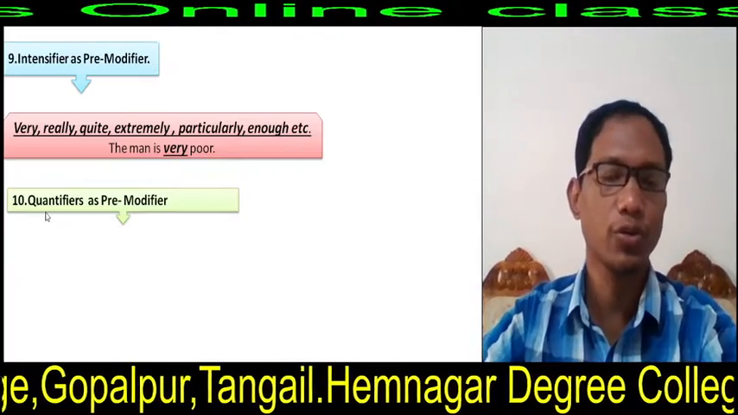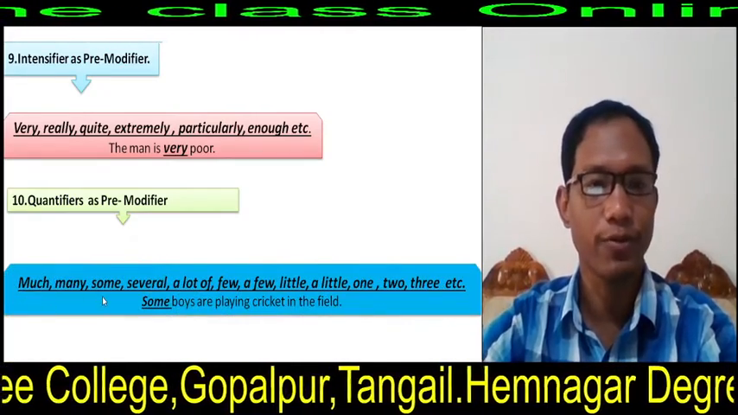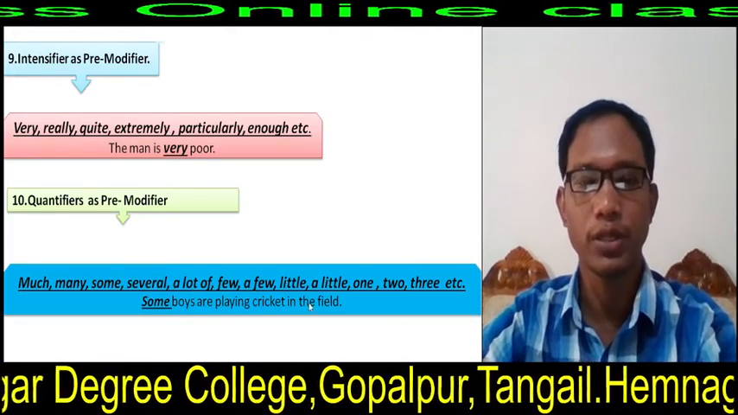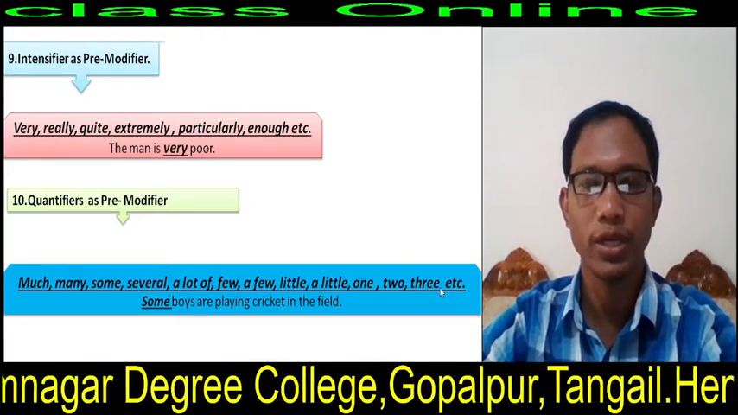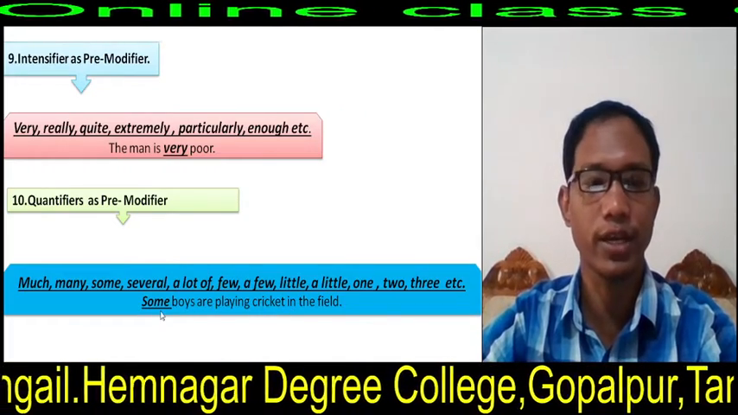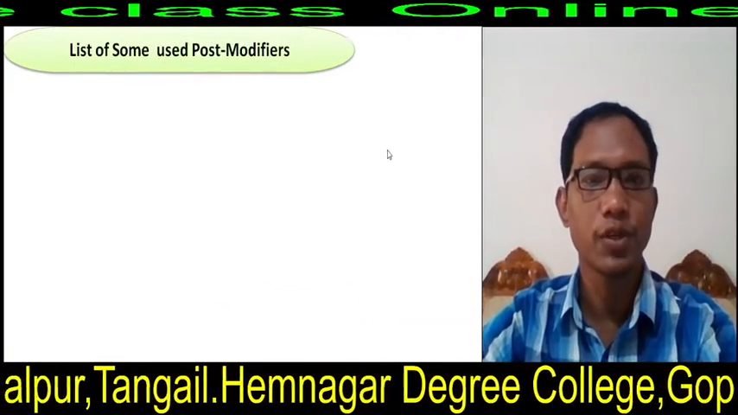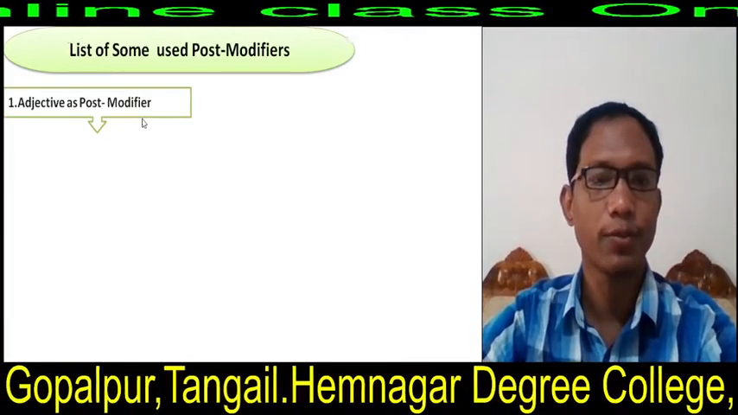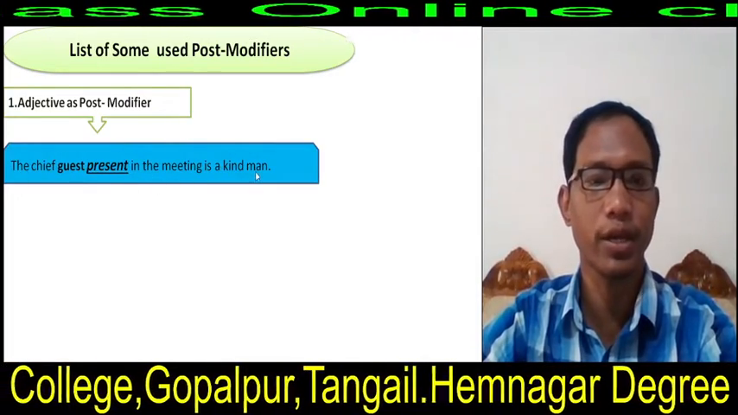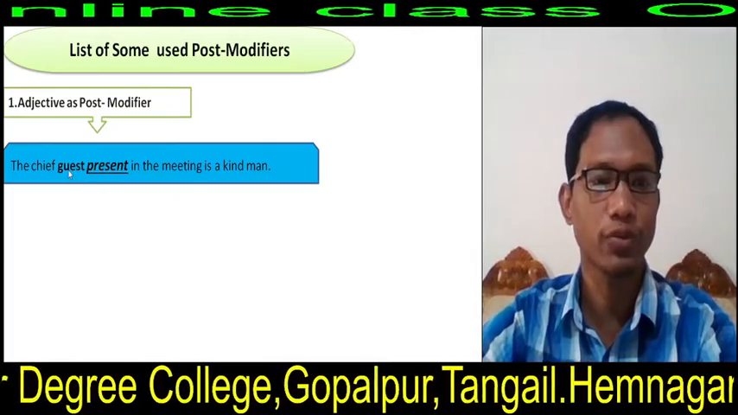Quantifiers. Quantifiers are those words that indicate quantity. Here are some quantifiers: much, many, some, several, lot of, few, a few, little, a little, one, two, three, etc. These words are quantifiers. For example, some boys are playing cricket in the field. Here some is a quantifier. List of some used post-modifiers. Adjective as post-modifier. The chief guest present in the meeting is a kind man. Here the word present, an adjective, post-modifies the noun guest.